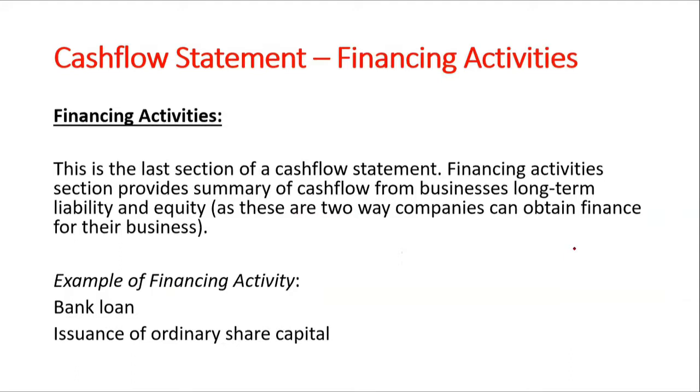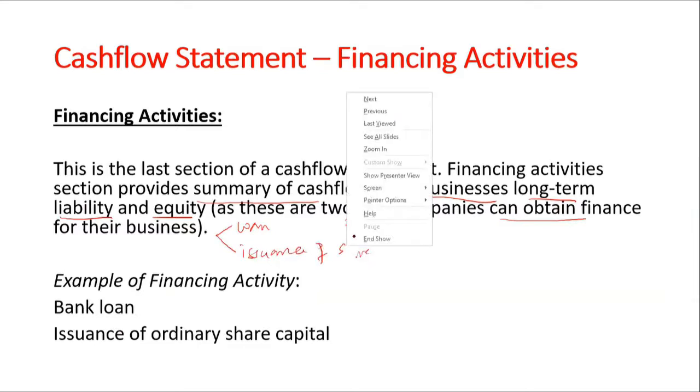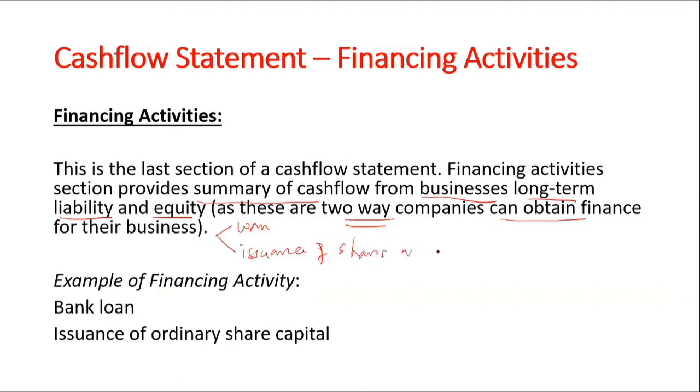Now, the last section is financing activity. Financing activity basically provides you a summary of cash flow from the business's long-term liability and equity section. So if you look at the balance sheet, it's mainly looking at the changes in liability and equity, right? Because there are only two ways the company can obtain finance. It's either a loan or issuance of share capital, issuance of shares, or let's say share capital.